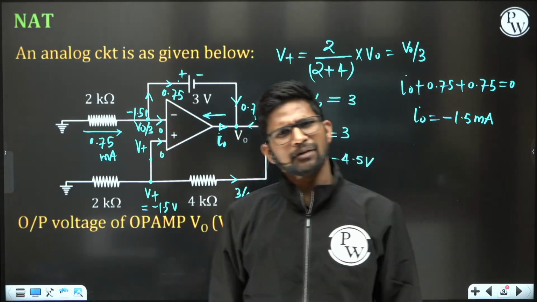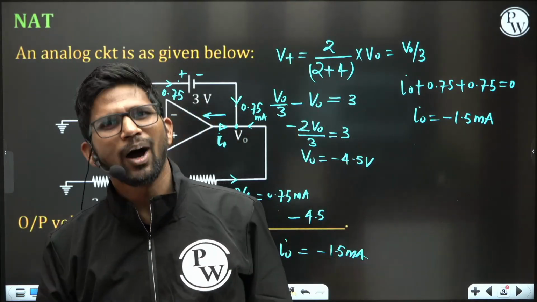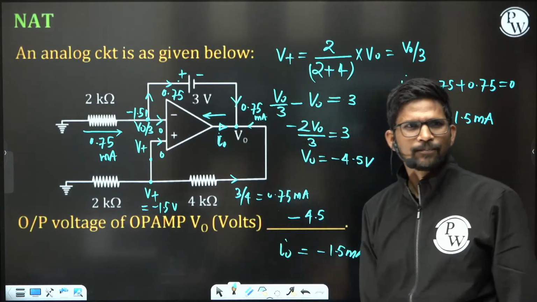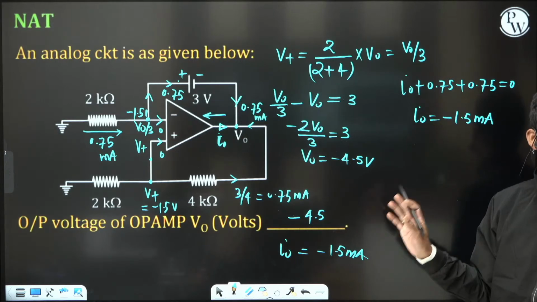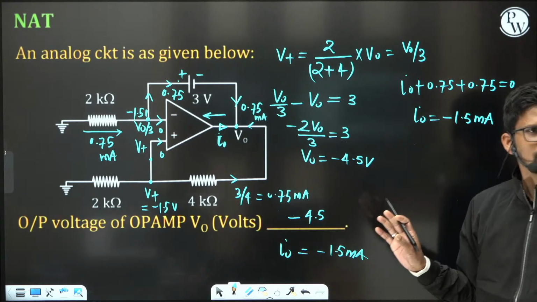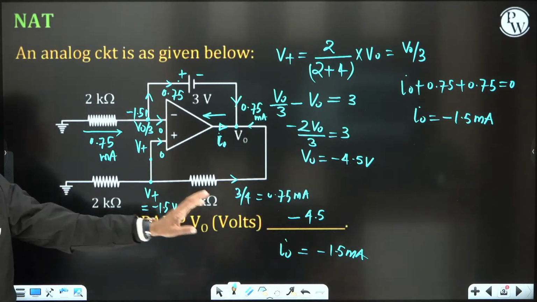Whether KCL and KVL will fail? In case of op-amp, KCL will be violated. How is this possible? Got the answer? I naught will come out to be -1.5. Okay. Is this clear? Or do I need to explain?